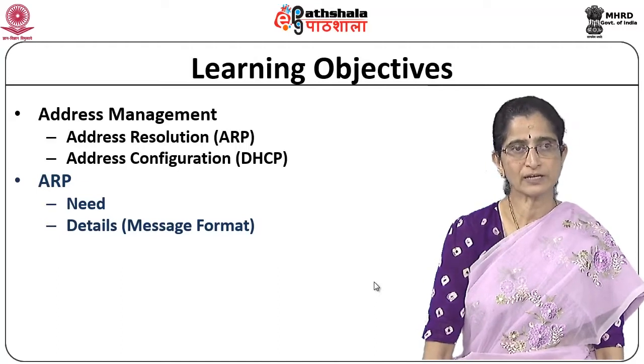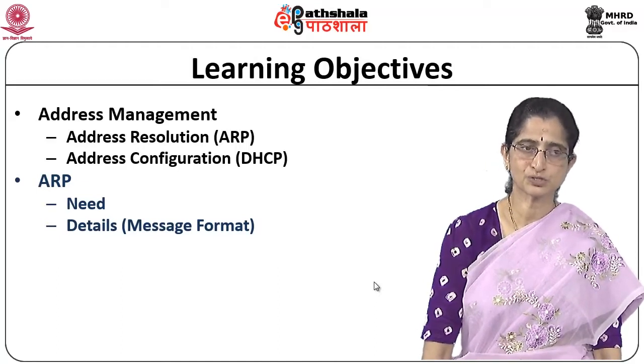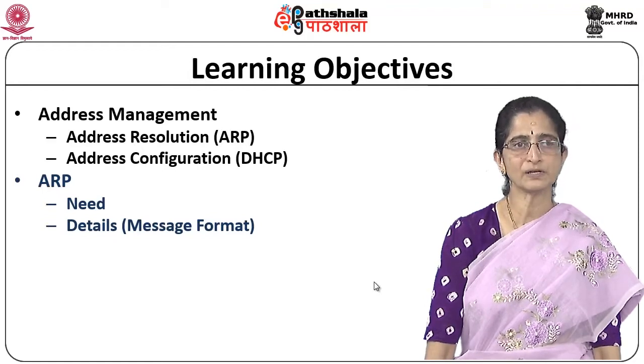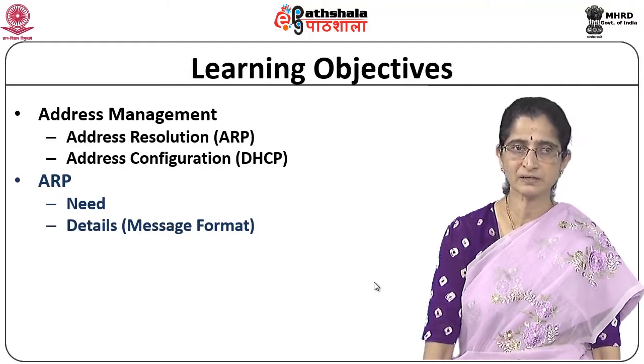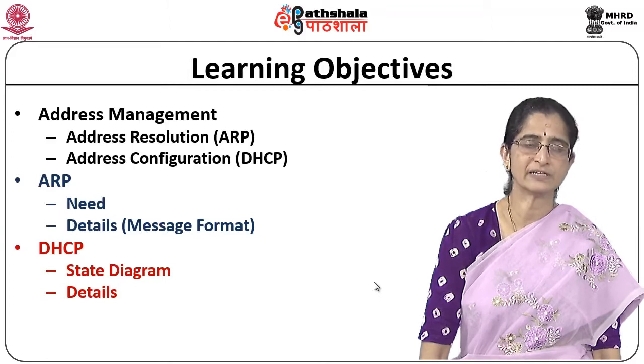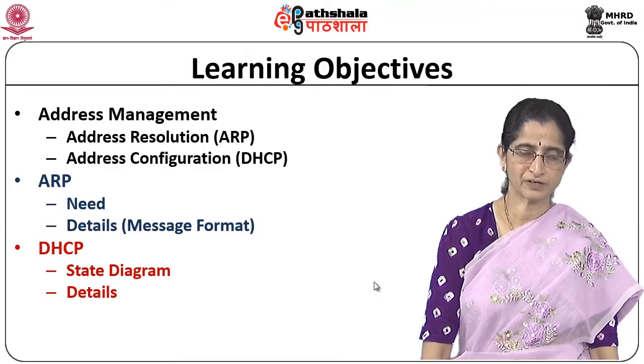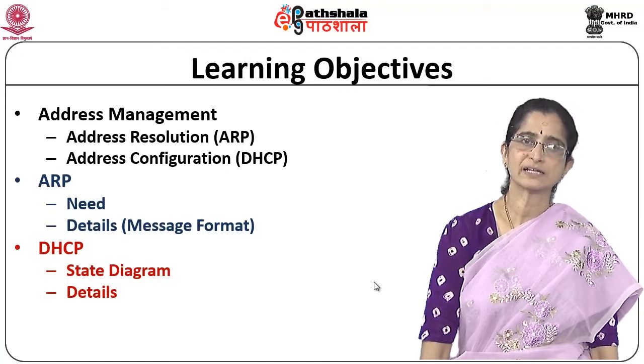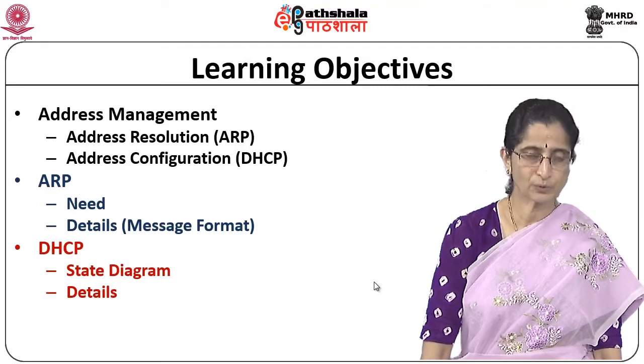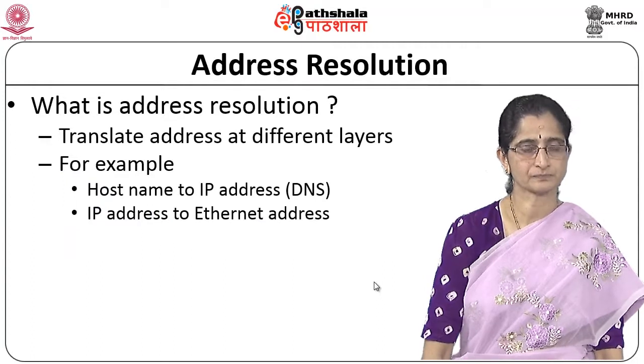ARP, or the Address Resolution Protocol, is used to map addresses between the IP address and the MAC layer addresses. So, we look at the details of that. And then DHCP, the Dynamic Host Configuration Protocol, is used to assign IP addresses to machines. So, we will take a look at the details of these two protocols.